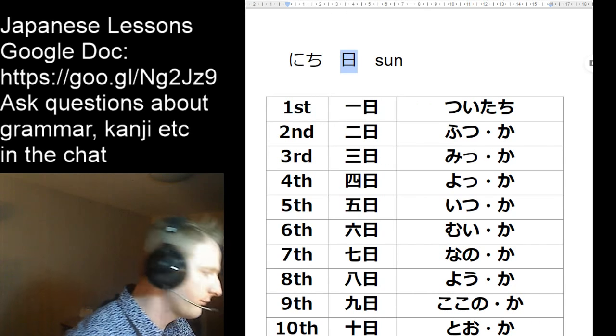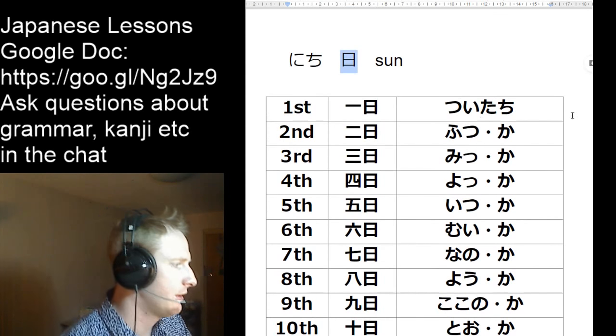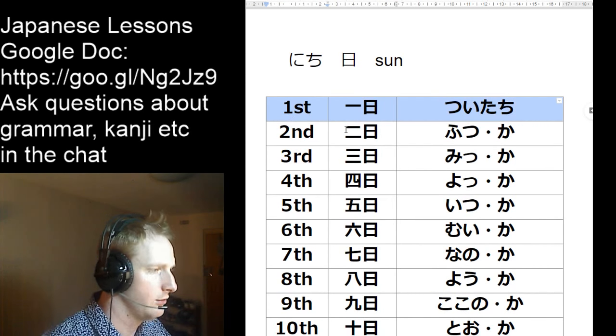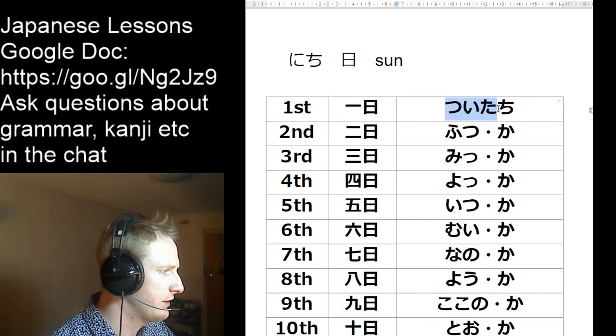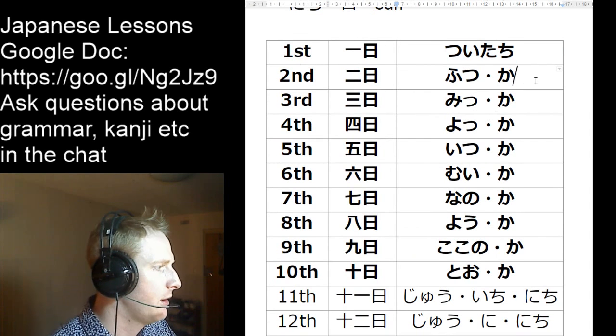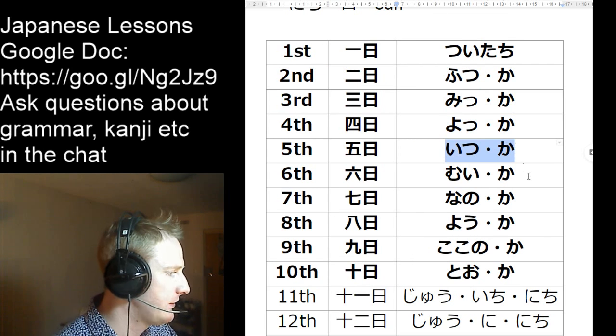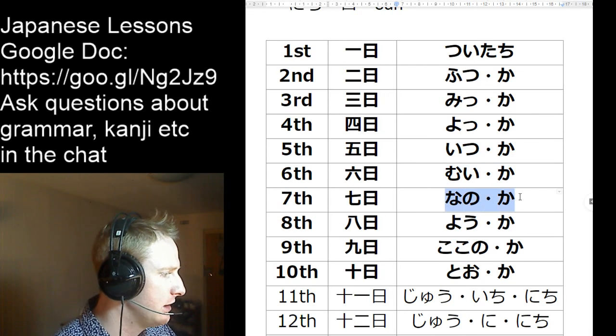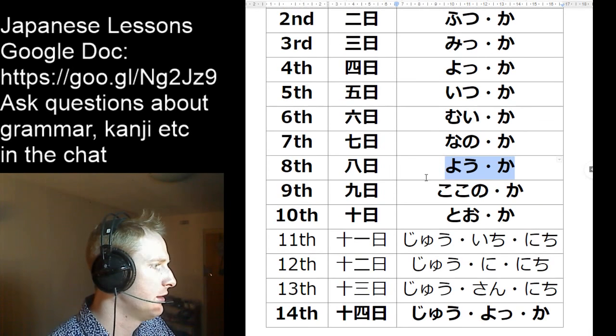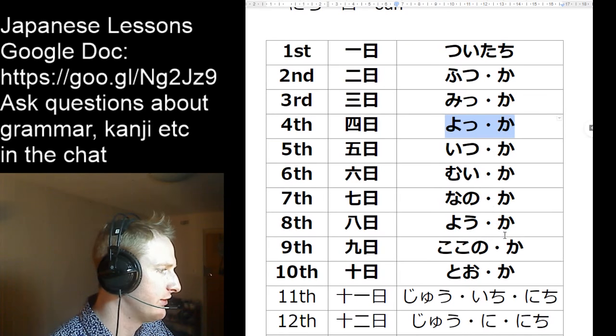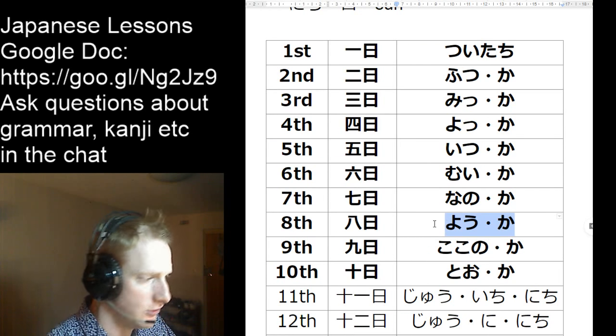Okay, so they're going to end in ka. Of course, even that doesn't hold sway because the first day is read as tsuitachi. Okay, and after that we have futsuka, mikka, notice the small tsu, yokka, itsuka, muika, nanoka, yoka. So notice already we have some very similar sounding ones, yokka and yoka.